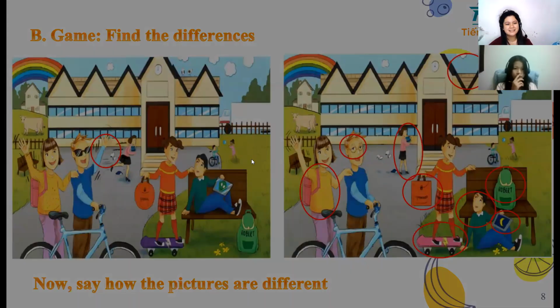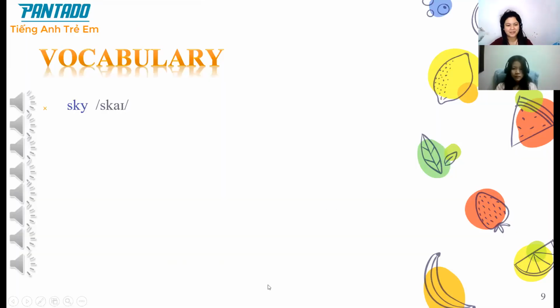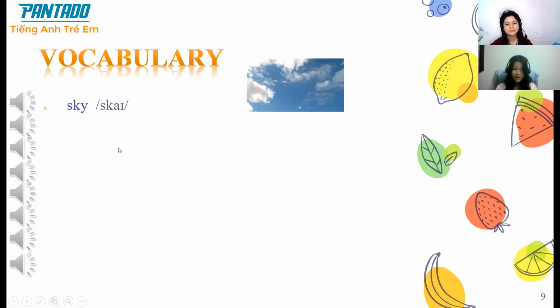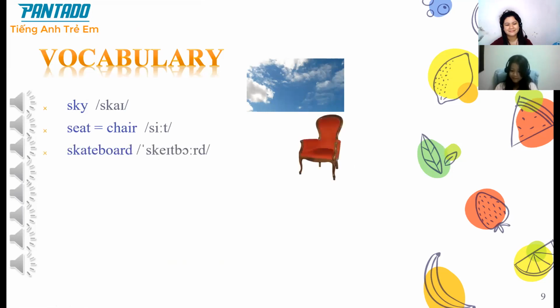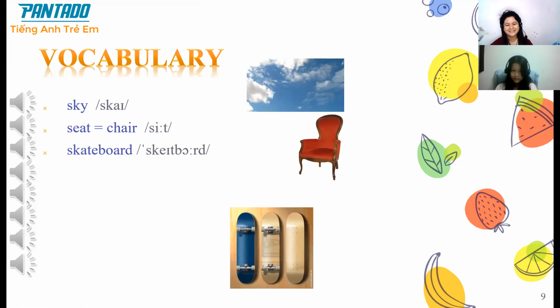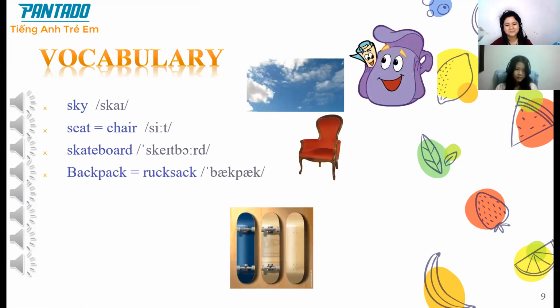Now, this time, let's have a vocabulary first, okay? Sky. You can write it down if you want to, but if you don't, it's okay. I want you to listen. How are you going to pronounce the word? Sky. Seat. Seat. Skateboard. Skateboard. Backpack. Backpack.